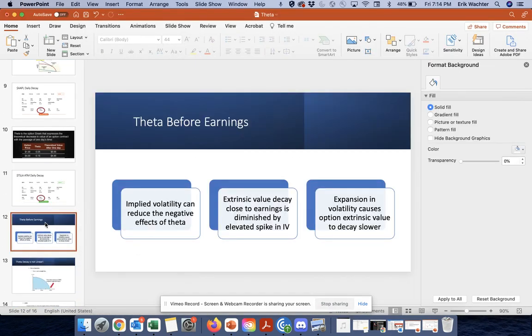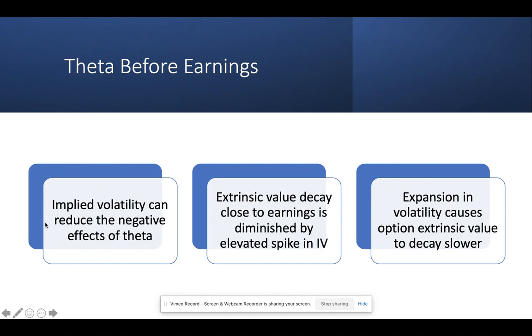So another thing to keep in mind is theta. What happens to theta before earnings? So this is like a special occasion. I figured I'd throw it in. So let's read here. Implied volatility can reduce the negative effects of theta, because earnings cause option implied volatility to go very high. Okay, so let's keep reading. Extrinsic value decay close to earnings is diminished by this elevated spike in implied volatility.